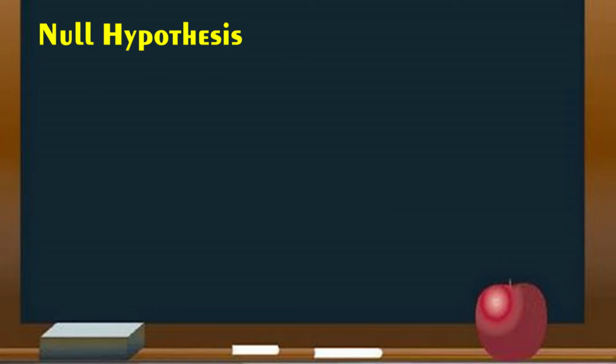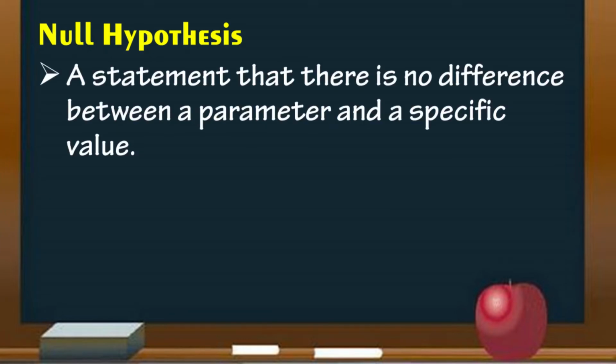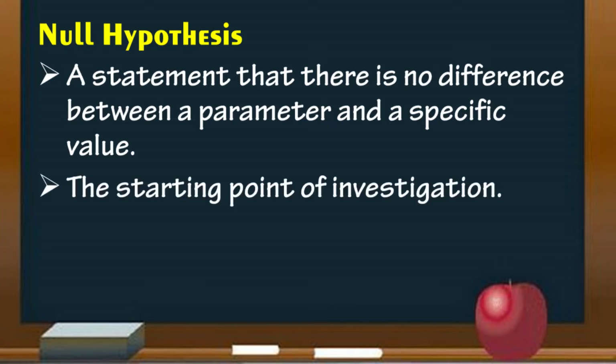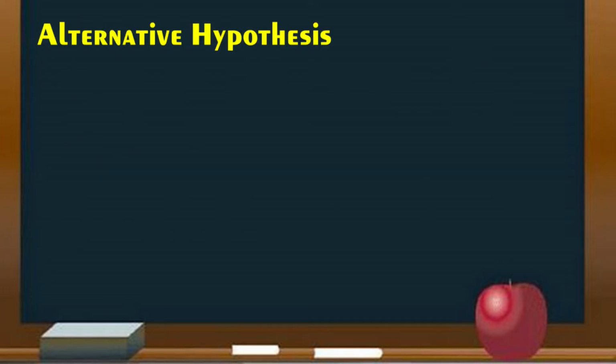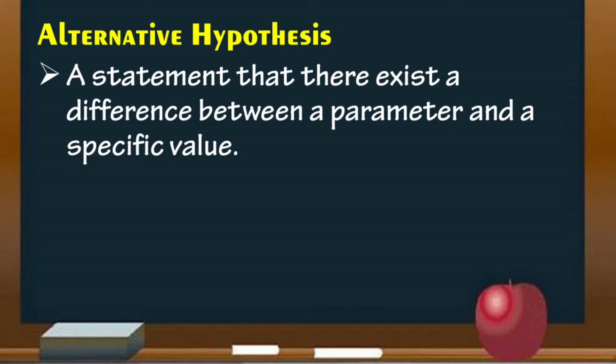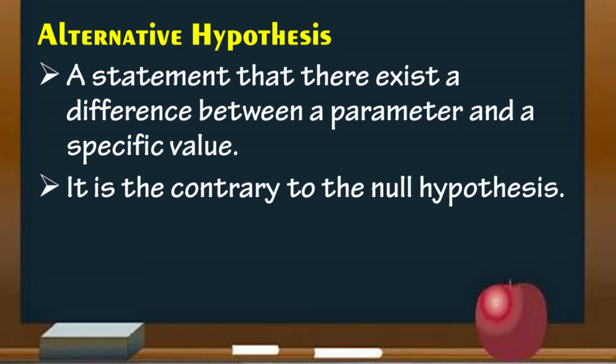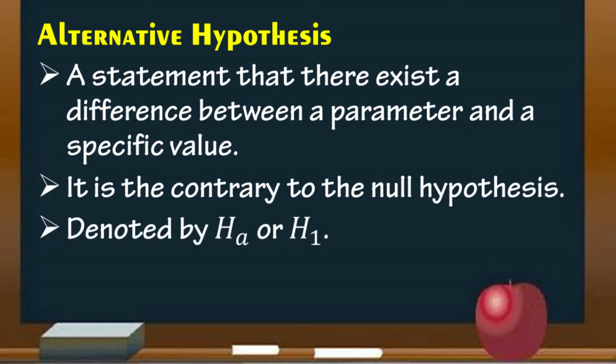Null hypothesis: a statement that there is no difference between a parameter and a specific value. It is the starting point of investigation and usually denoted by H sub O. Alternative hypothesis: a statement that there exists a difference between a parameter and a specific value. It is the contrary to the null hypothesis. It is denoted by H sub A or H sub 1.